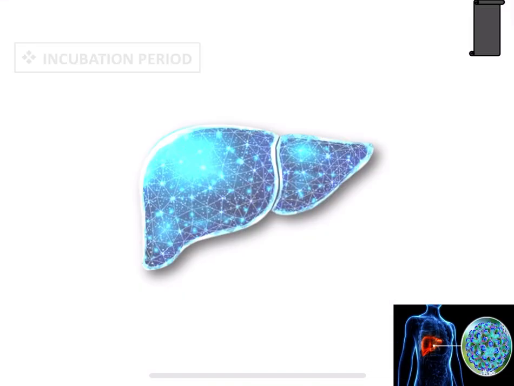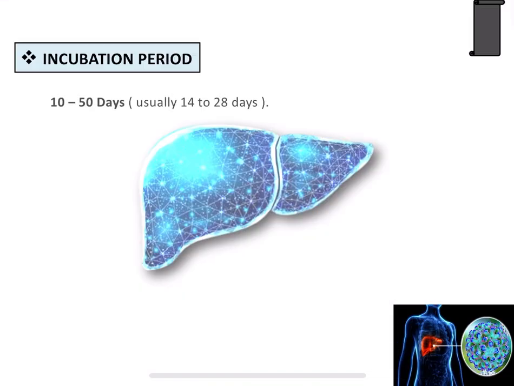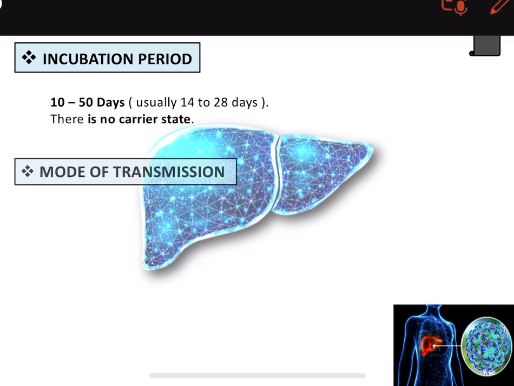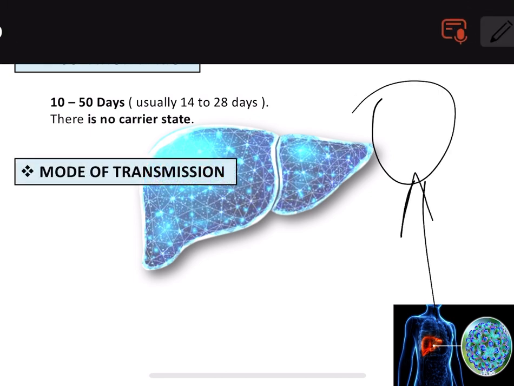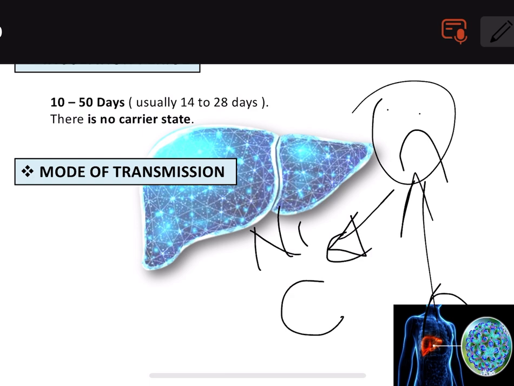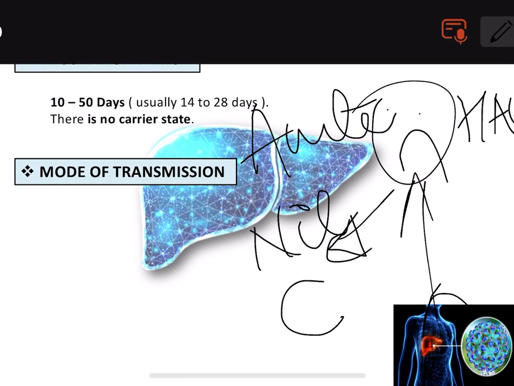Then we move further to the incubation period. Incubation period, as we saw in the chart, is 10 to 50 days, usually 14 to 28 days. There is no carrier state for hepatitis A. It is seen in children and there is no carrier state for hepatitis A. It is an acute infection caused by the HAV virus.